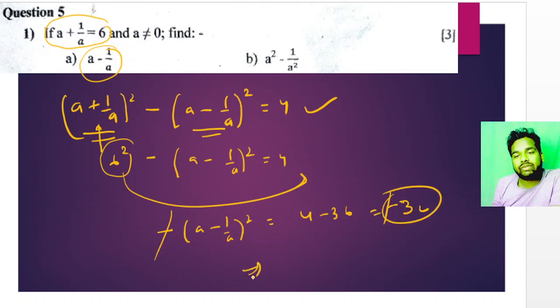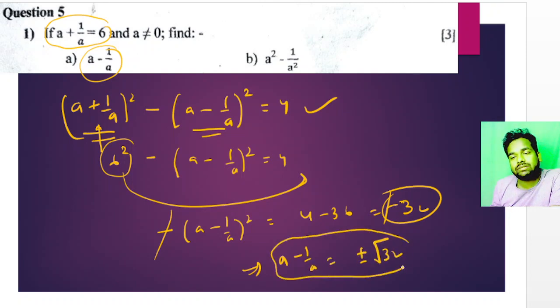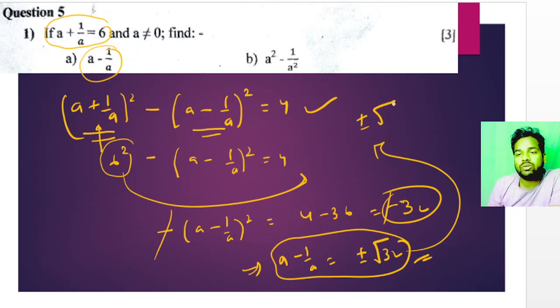So since you are going to find the value of a minus 1 by a, you can write a minus 1 by a is equal to plus minus root under 32. This is the answer. You can simplify this root 32. How are you going to solve this 32? You can write it like this, 4 root 2.